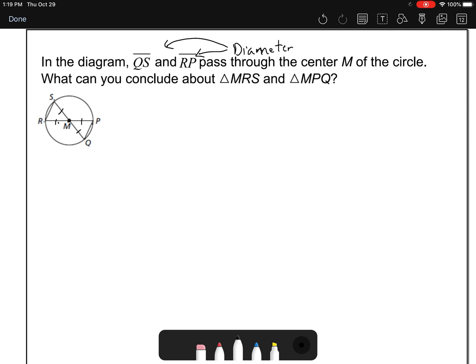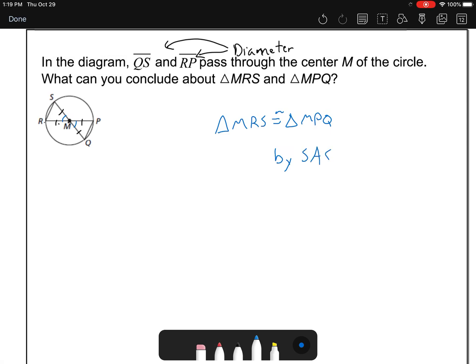Now, I know a lot of you want to say that SR and PQ are equal. Well, we can't prove that. You can't show that. They should be, but we can't say they are for sure. What we can say for sure is that vertical angles are congruent. So triangle MRS would be congruent to triangle MPQ by side angle side. See how that matches up all perfect?